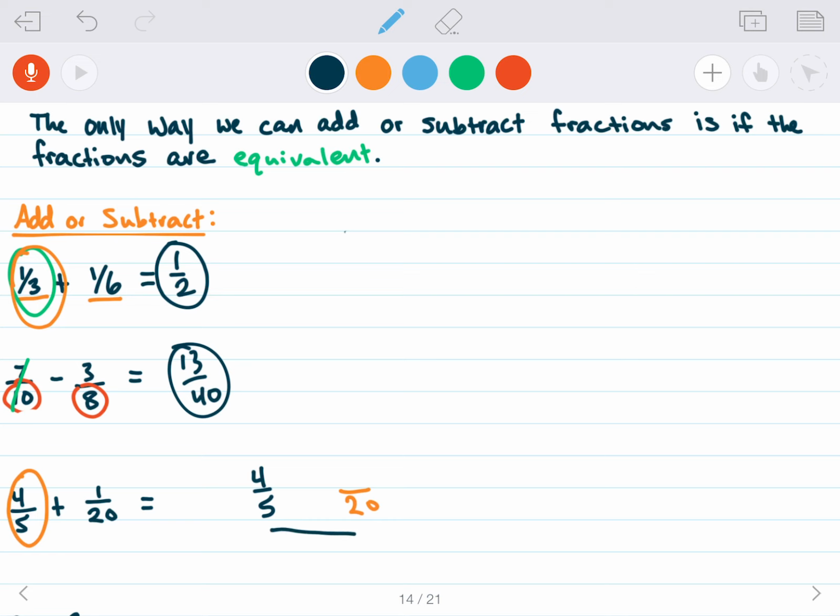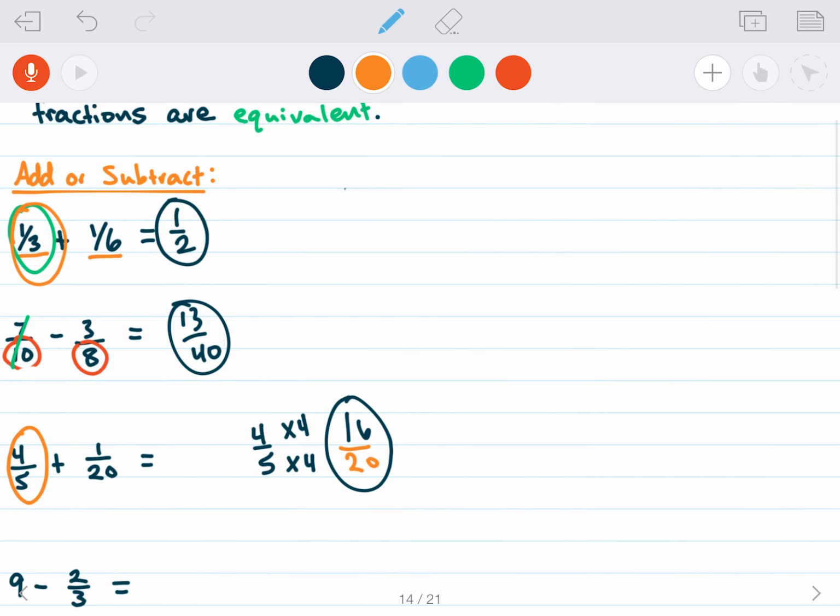So on the bottom, 5 times what is 20? Times 4. So I have to do the same thing at the top as well. 4 times 4 is 16, and therefore 4 over 5 is secretly 16 over 20. That's an equivalent fraction. So now this problem becomes 16 over 20 plus 1 over 20. We keep the denominator, that's just 20, and the numerators we add. 16 plus 1 is 17. So our answer is 17 over 20, and that can't be reduced anymore.